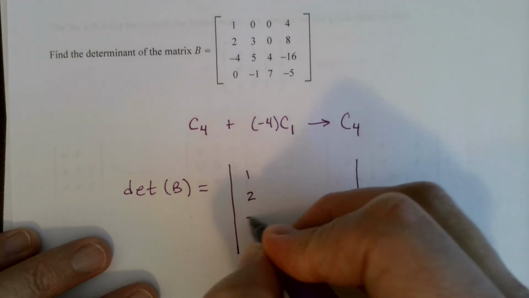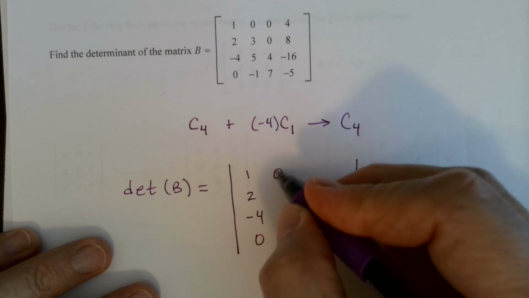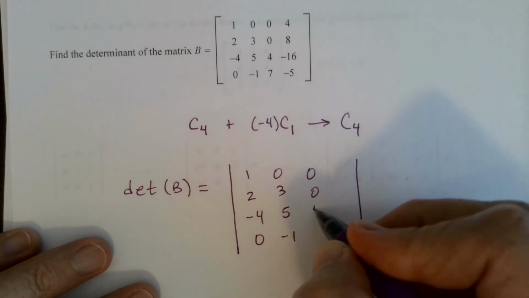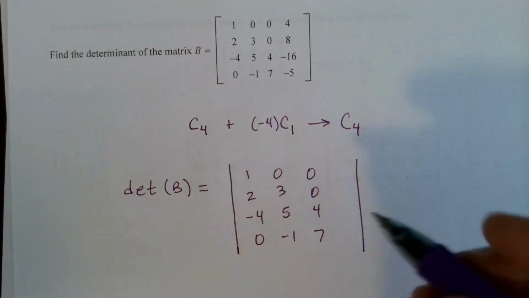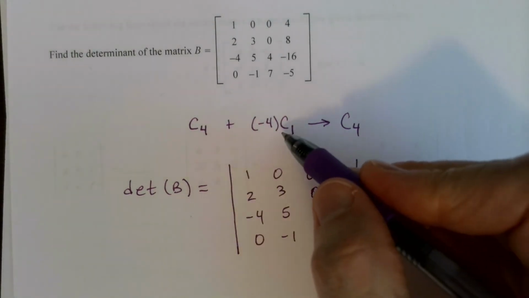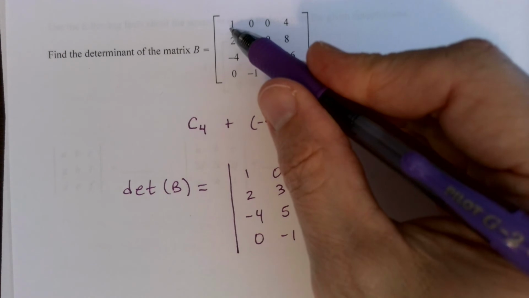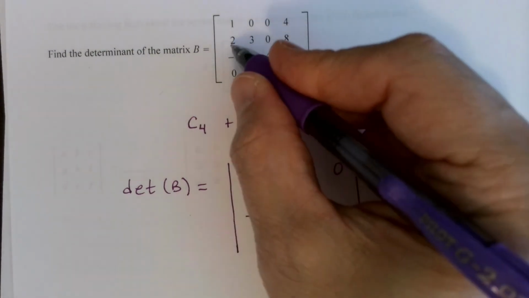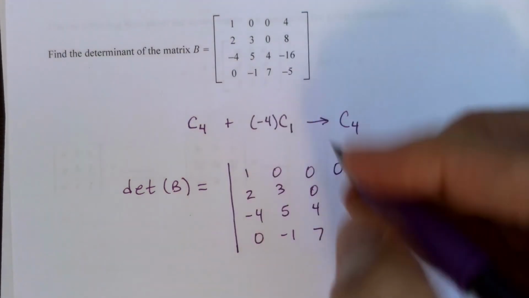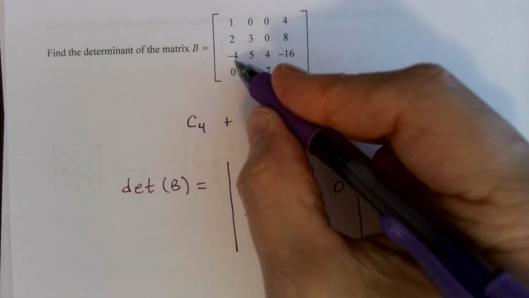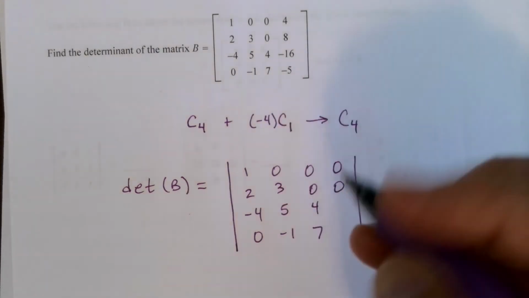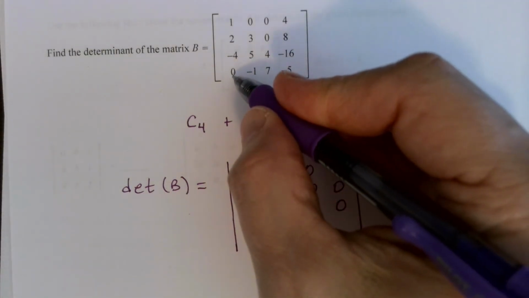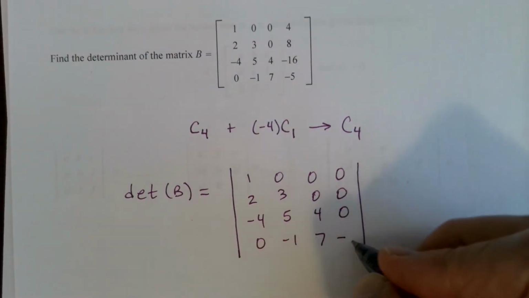Well, let's recopy the first 3 columns. And what happens when I add -4 times column 1 to column 4? Well, -4 times 1 is -4 added to 4, that's a 0. -4 times 2 is -8 added to 8, that's 0. -4 times -4 is +4 added to 16, that's 0. -4 times 0 is 0 added to -5, well, that's -5.